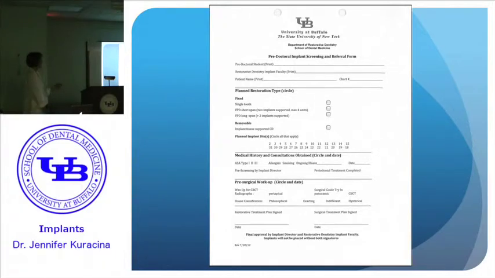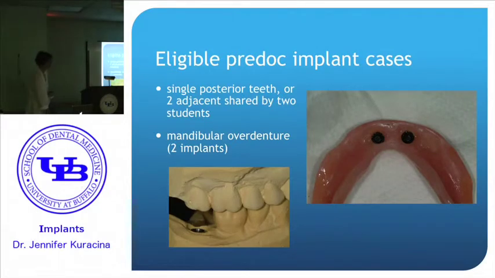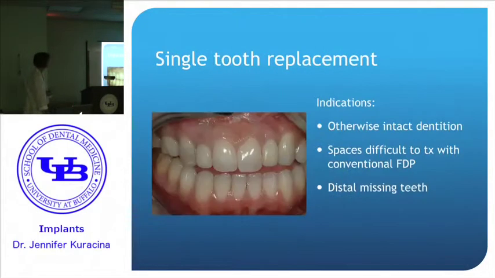This is the implant screening form, so the student's going to fill out the top part of that, what the intended restoration is, and the implant faculty will sign at the bottom under the restorative treatment plan. We talked about the eligible cases. This is from a lecture I think I gave in Donna's course, so they should know indications for single tooth implants versus other things when you're talking to them about treatment planning.